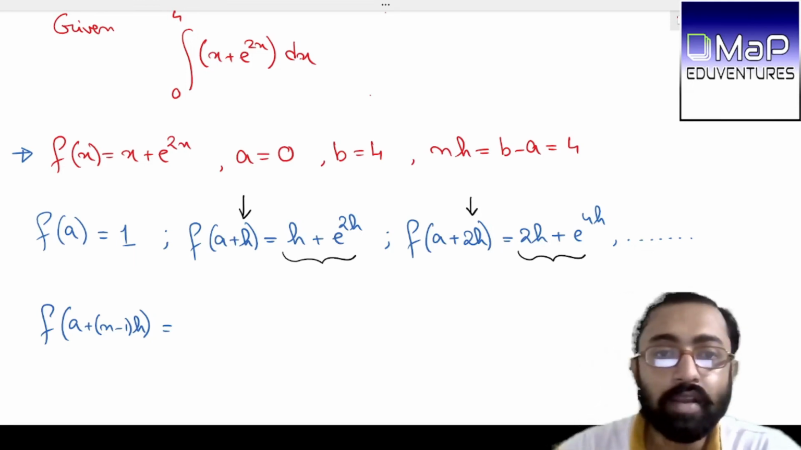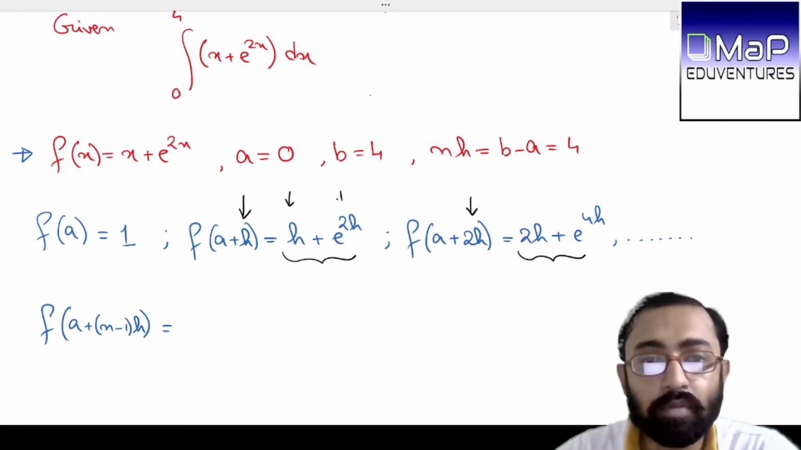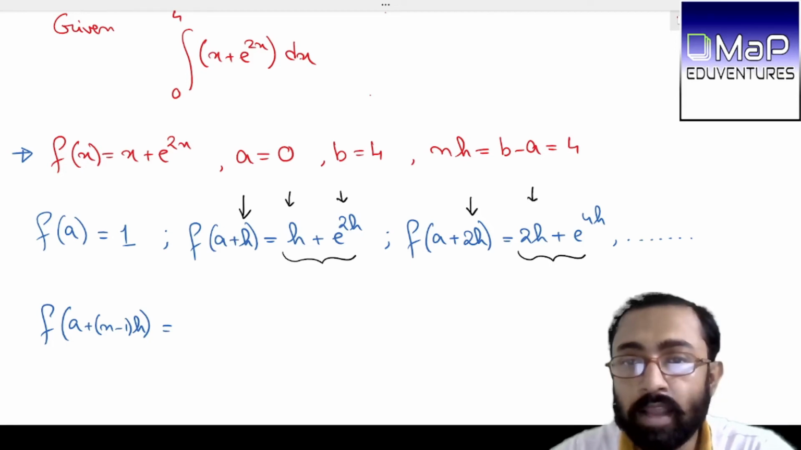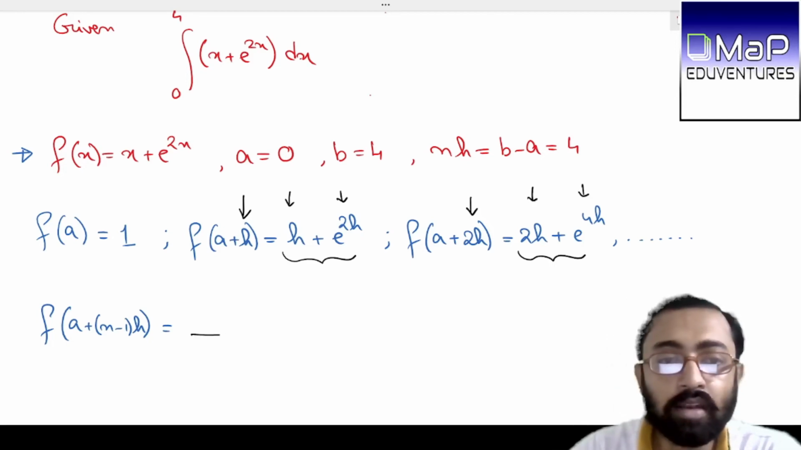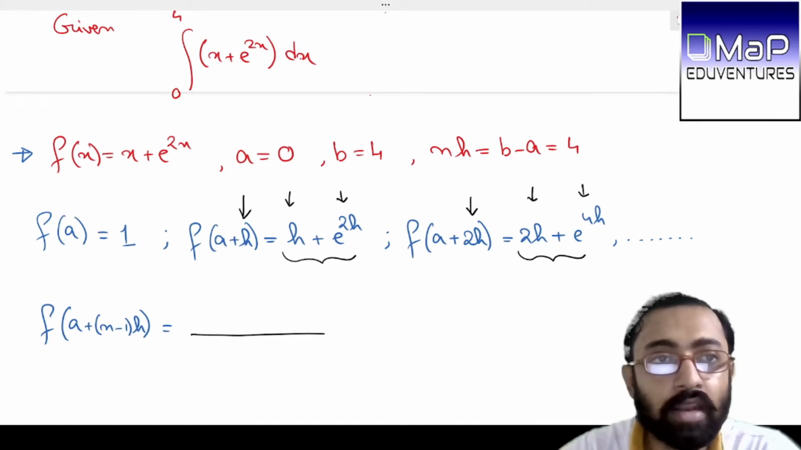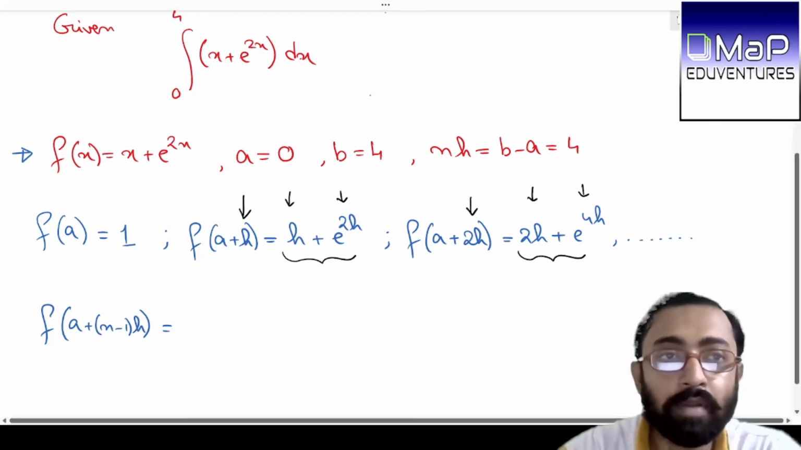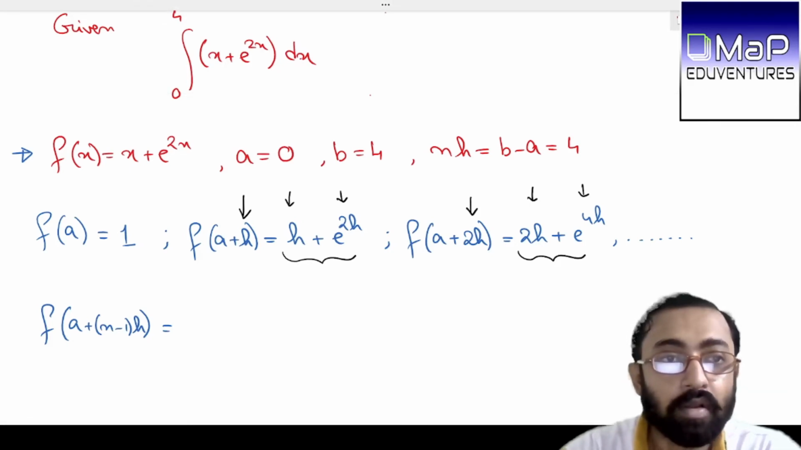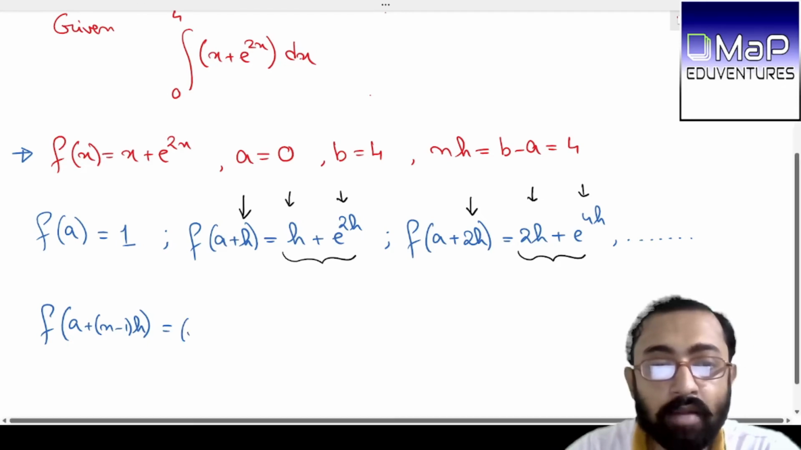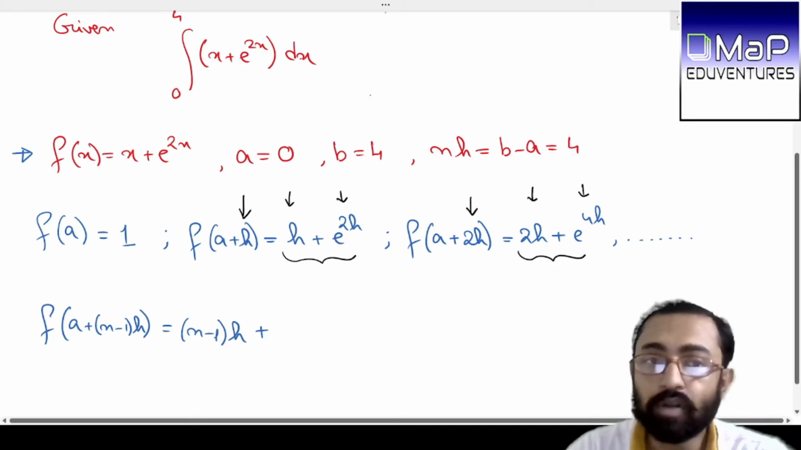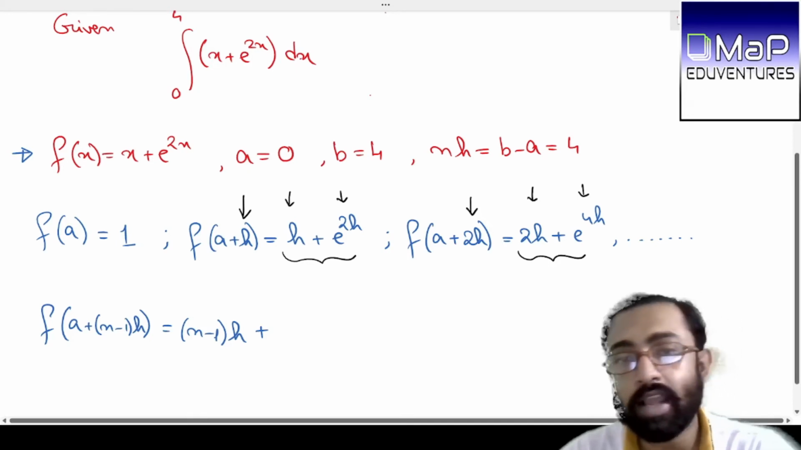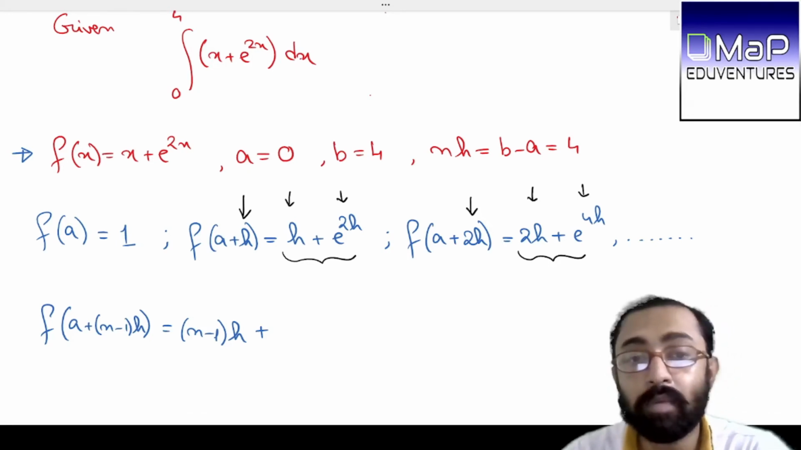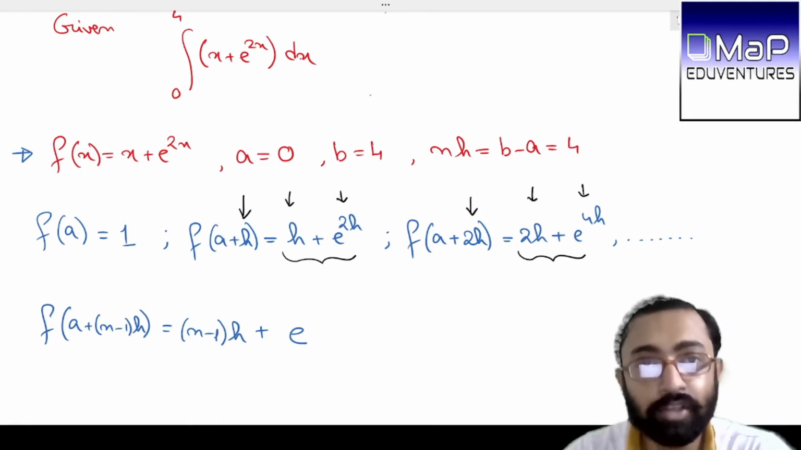So you can say, here we have two terms. In the last term also you will get two terms only. So what will they be? The first term will be n minus 1 h, because as per the pattern, taking h you get h, taking twice h you get twice h. And what will be the second term? It will be of the exponential form.